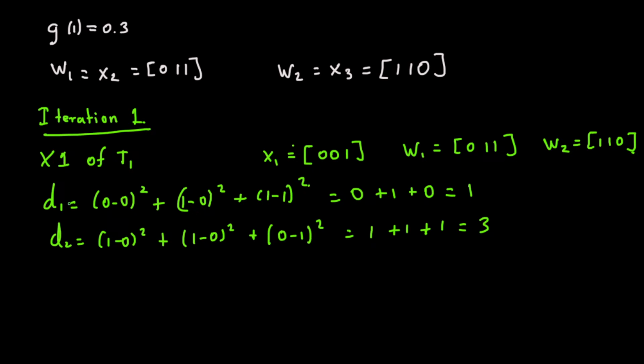Okay, now we have to compare which one is smaller. So d1 is smaller than d2. If the d1 is smaller, we have to update the w1. If d2 is smaller, we have to update the w2. So here this d1 is smaller, so we have to update the w1. We can also mention here, since tk is equal to cj, update w1.